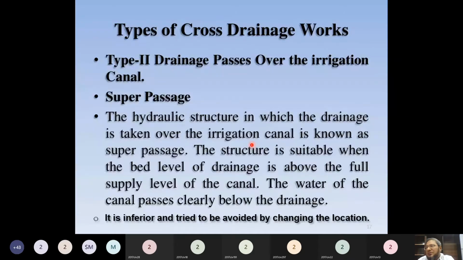Now come to the type 2 structures. What are type 2 cross drainage structures? In which the canal passes or crosses below the drainage or below the river.